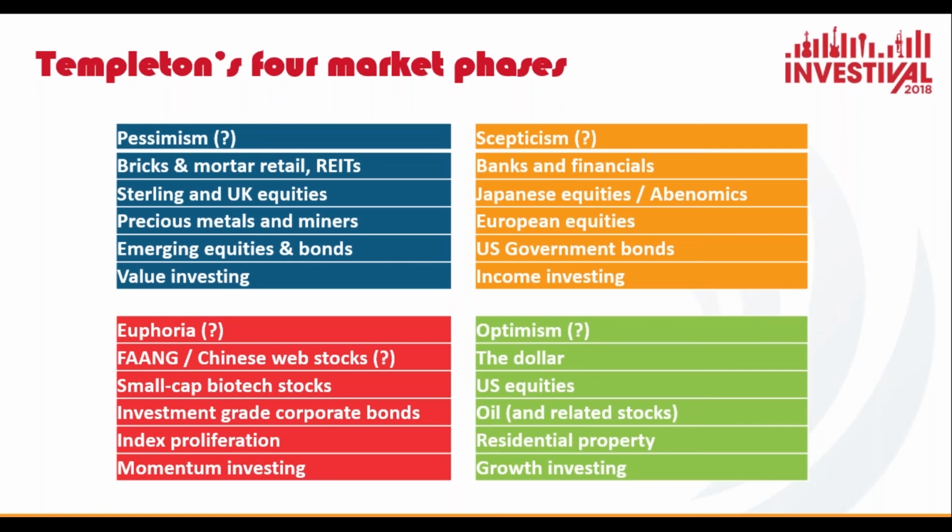And as we can see here, we would certainly put bricks and mortar retail and real estate investment trusts in the market doghouse right now. I'd put sterling and UK equities in there as well. In total return sterling terms, the UK has underperformed something like 9 years in 10 now on a global basis. Precious metals are out in the cold. Gold's done nothing this year, and for some time.